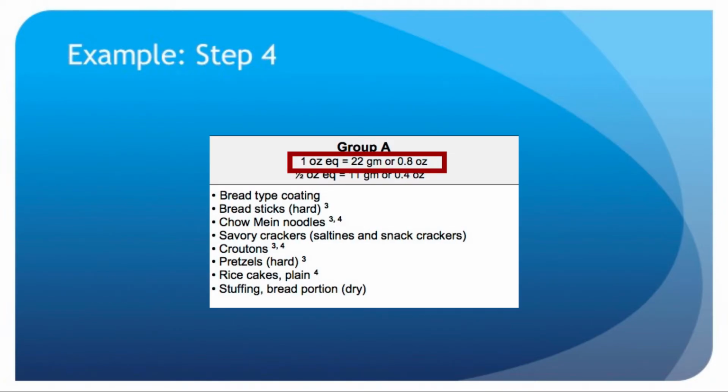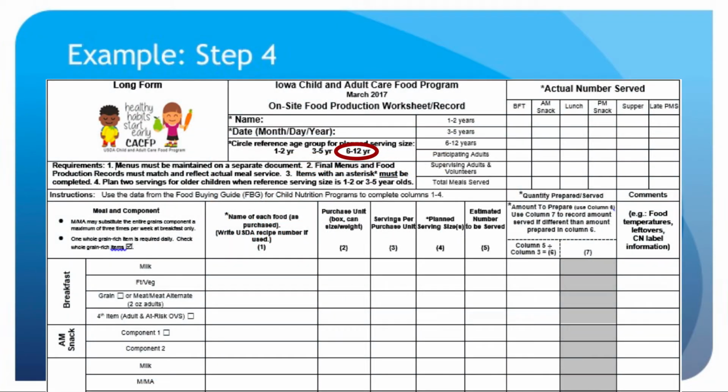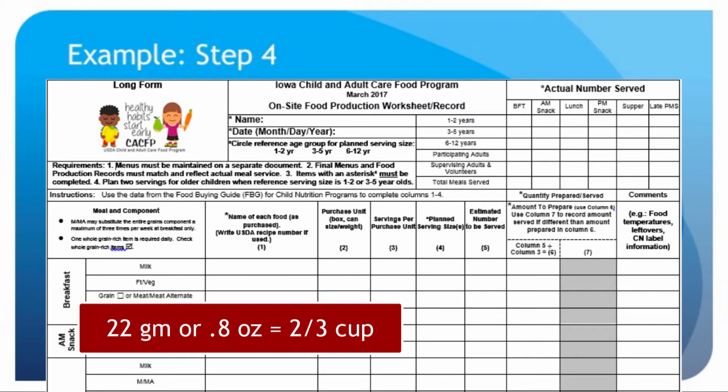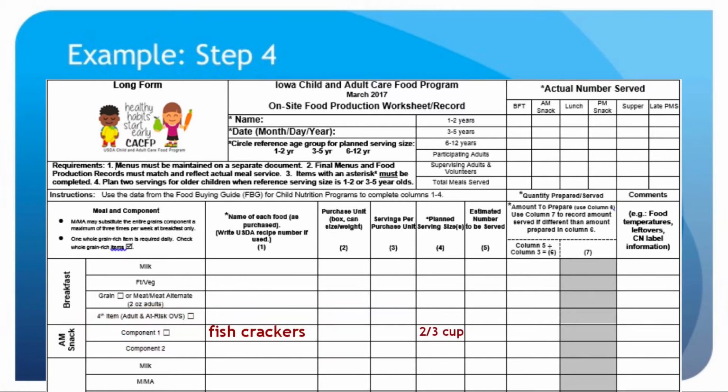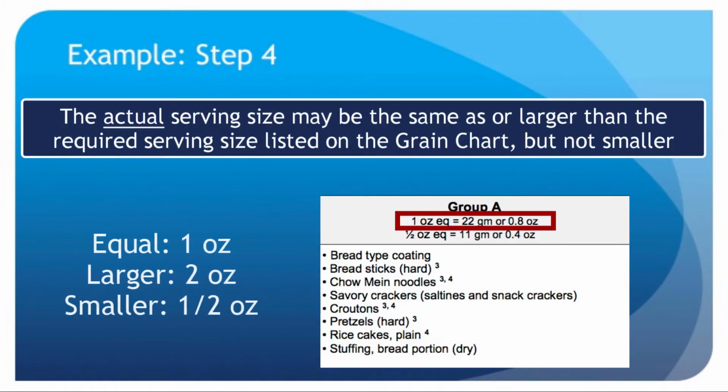Step 4, the center decides to serve the minimum required serving size using 6 to 12-year-olds as the reference age group. 22 grams, or 0.8 ounces, equals 2/3 cup. 2/3 cup is recorded as the planned serving size on column 4 of the food production record. Remember, the actual serving size may be the same as or larger than the required serving size listed on the grain chart, but not smaller.